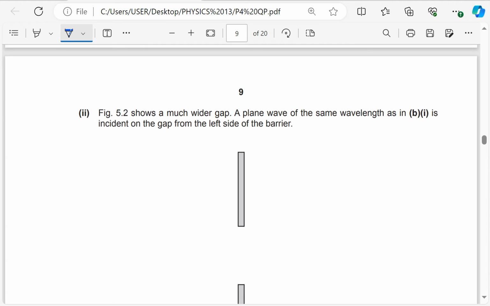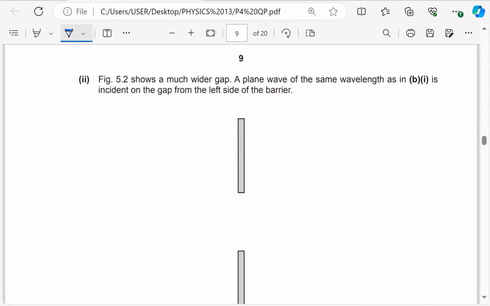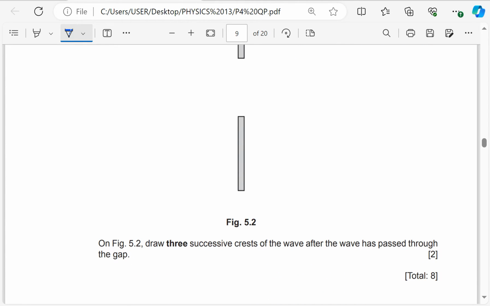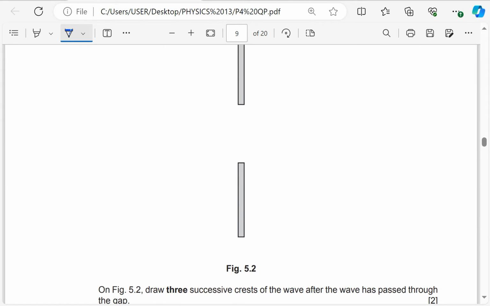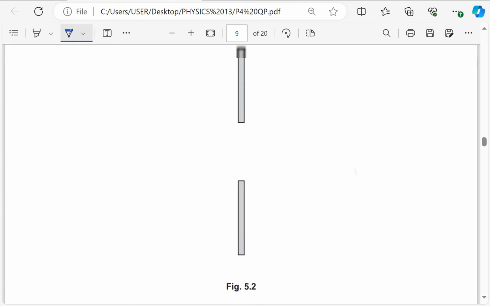Then figure 5.2 shows a much wider gap. A plane wave of the same wavelength. The wavelength has not changed. A plane wave of the same wavelength as in B Roman 1 is incident on the gap from the left side of the barrier. So draw 3 successive crests of the wave after the wave has passed through the gap. If I try to draw the previous wavefronts, the gap has increased. So let me first draw the previous wavefronts here. I'll just try to estimate approximately 1.1 centimeters.